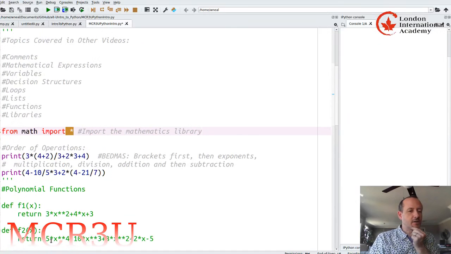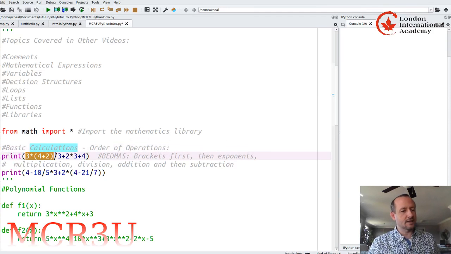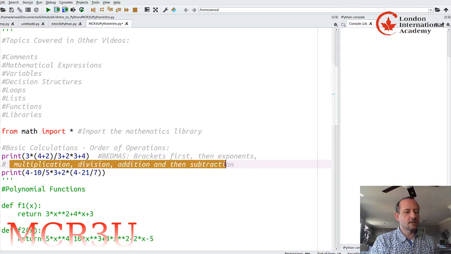Okay, so using math in Python, well, we can do some basic calculations. So I'll call this basic calculations. And this is particularly order of operations. So I have some brackets, I have some addition and subtraction and division and multiplication, and they're done in a certain order. Brackets first, then exponents, we don't have any exponents here, multiplication, division, addition, and then subtraction.